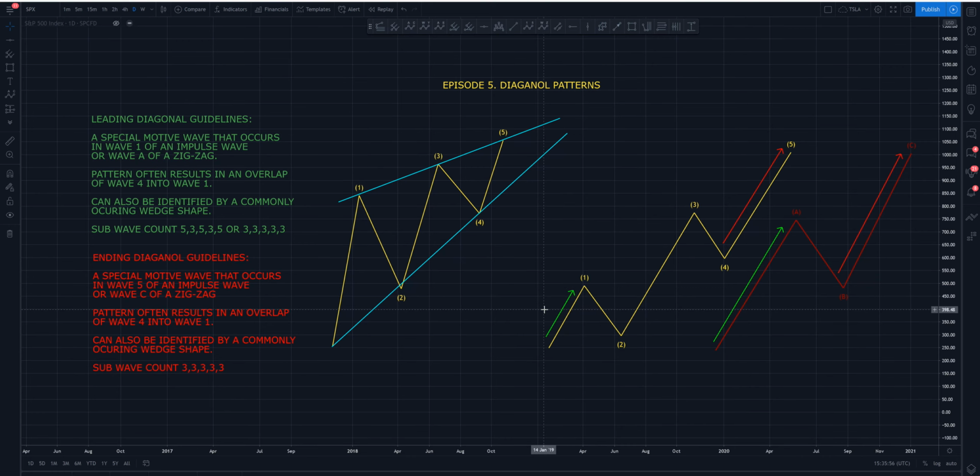occur. Now, the pattern often results in an overlap of wave 4 into the wave 1. What does this mean? Well, the point at which the wave 4 in the pattern terminates can transgress into the territory of the wave 1 prior to its termination. The wave 4 doesn't have to do this, but it is a common occurrence. The wave 4 can be deeper than in this example, but it cannot transgress beyond the termination of wave 2.